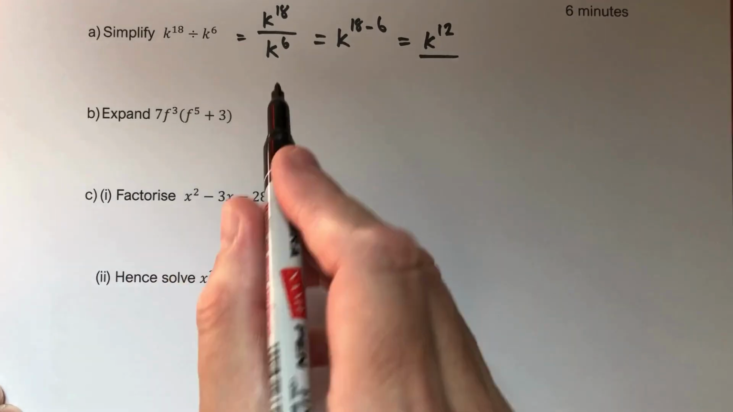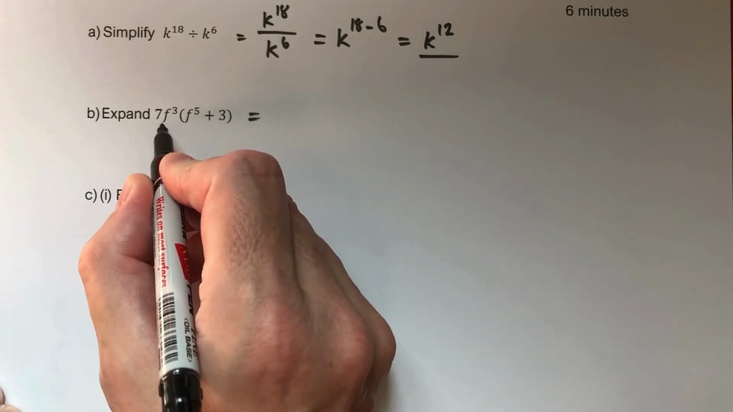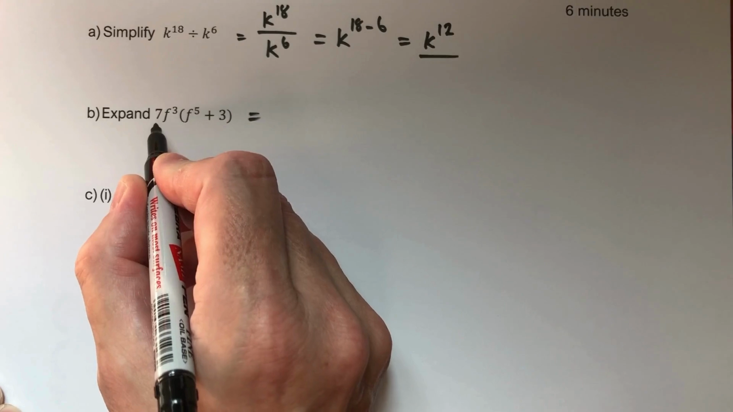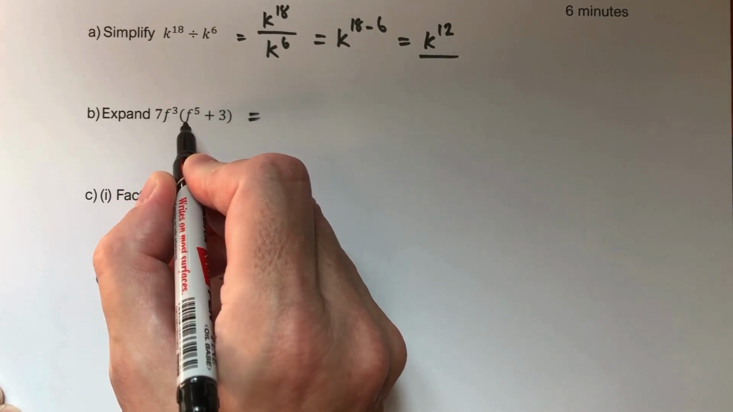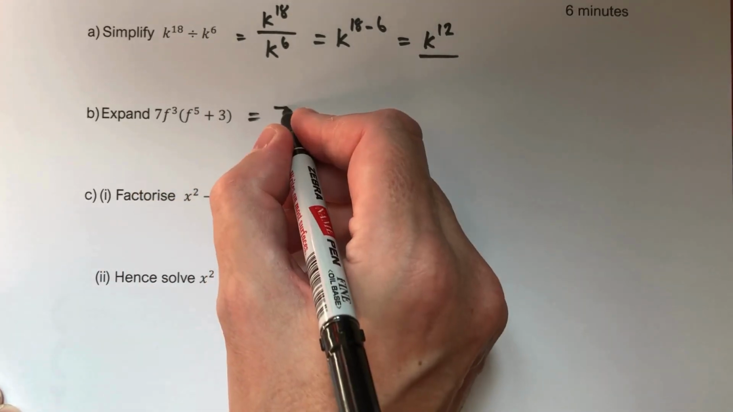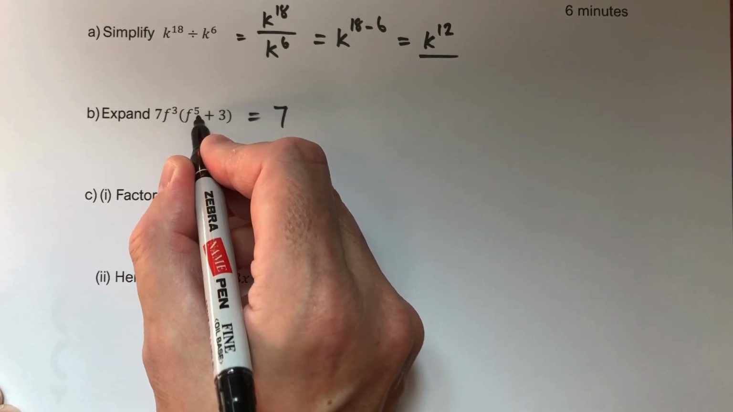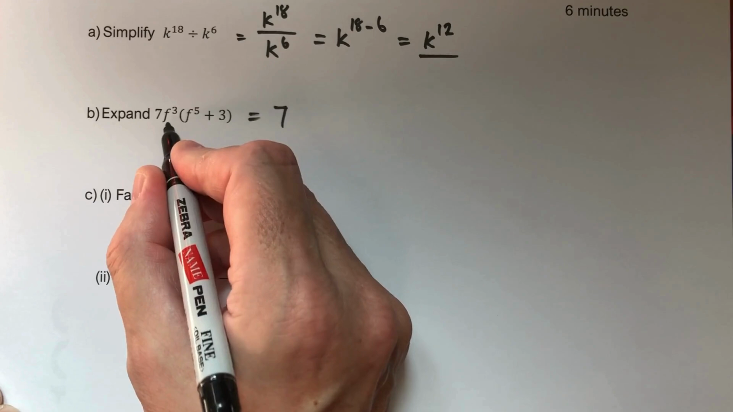On to part B, an expansion. Every term in the bracket must be multiplied by 7f to the power 3. So first of all, 7f to the power 3 multiplied by f to the power 5. The 7 stays there. There's no other numbers to multiply the 7 by. That's a 1f to the 5, so it's 7 times 1.